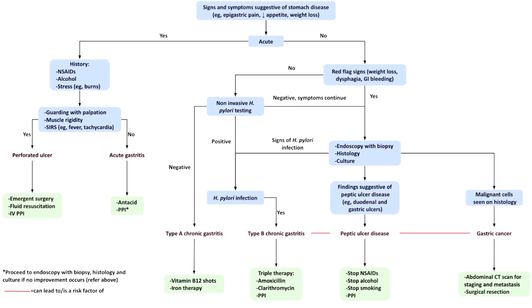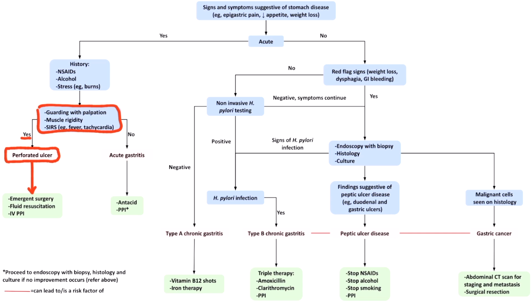If the patient is having acute symptoms and has symptoms of an acute abdomen such as guarding, abdominal muscle rigidity, or has signs of sepsis, then they likely have a perforated ulcer. These require emergent surgery, stabilization with fluid resuscitation, and intravenous proton pump inhibitors.